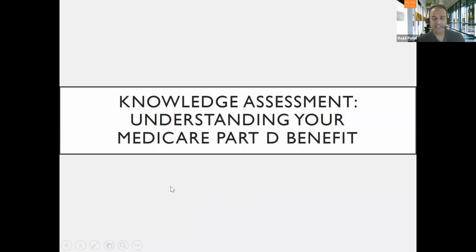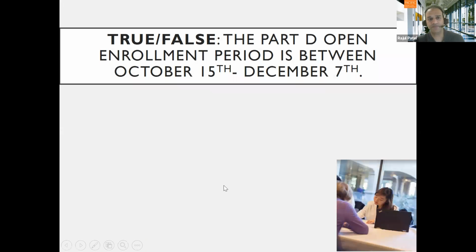So here's the interactive portion. What I'm going to do again is just have true false statements. You can shout it out, you can type it, whatever you want to do, but I want you to tell me whether or not you think the statement is true or false, and then we'll reveal the correct answer. So the Part D open enrollment period is between October 15th and December 7th.